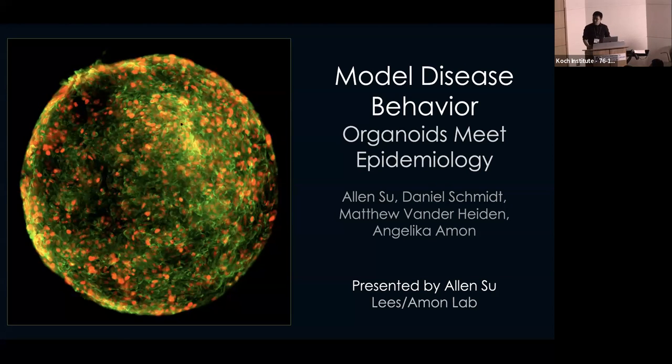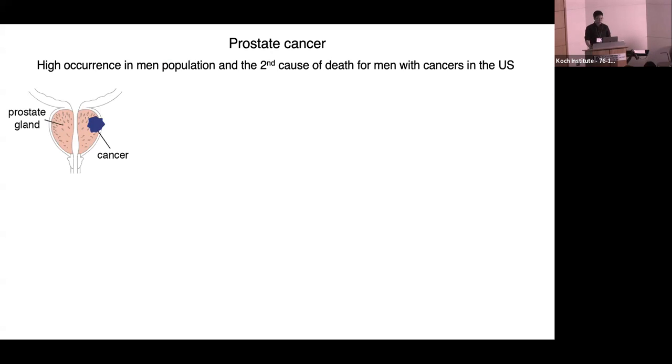So today I'm going to briefly introduce my story behind this imaging work, which is also using an organoid to model the disease behavior. The disease that I'm mostly focusing on is prostate cancer, which is a highly prevalent cancer and the second leading cause of death for men with cancers in the US. Prostate cancer usually originates from the prostate glands, which can also invade into other normal tissues.